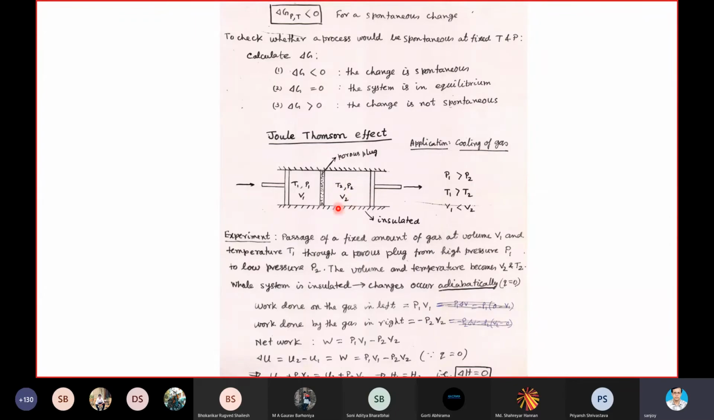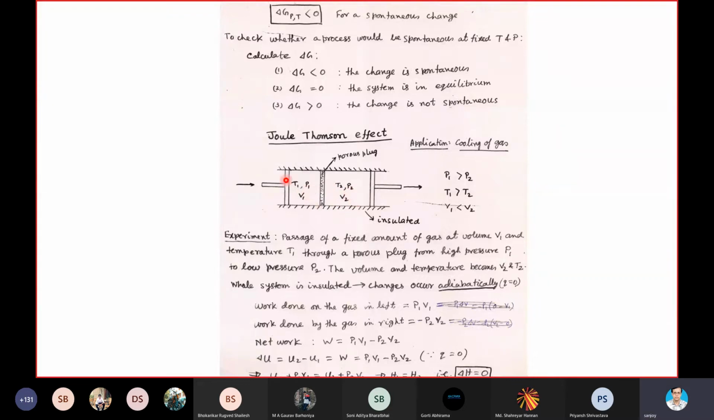Now the work done by the gas. The previous was work done on the gas because it is compression, and this is expansion, so the gas is doing the work. Again, pressure remains constant throughout at P2, and the volume initially was 0 on the left hand side, and then it attained a volume of V2. So this is expansion work, and the work done by the gas is negative, so it is minus P2 V2. This is the work done on both sides.